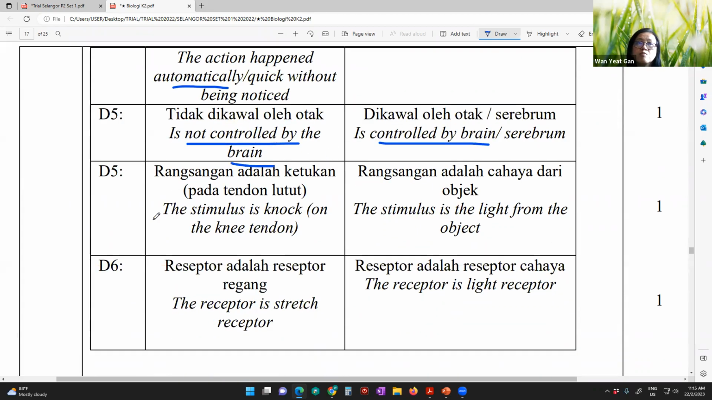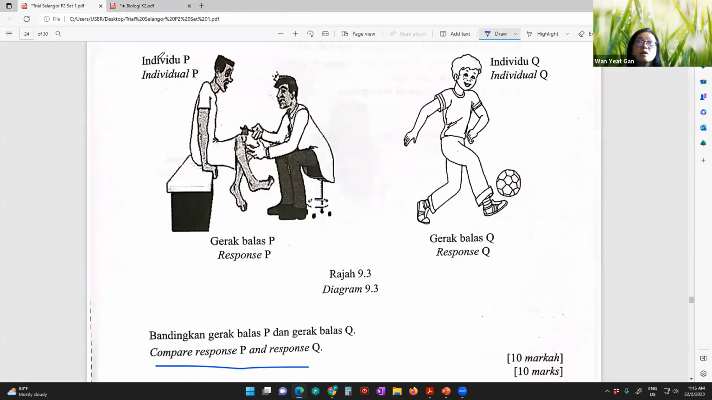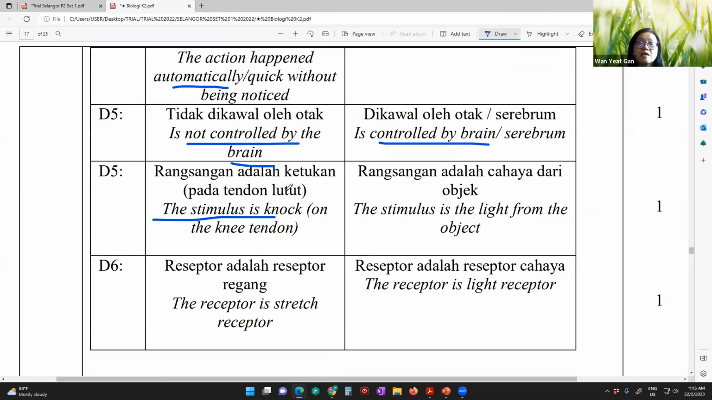And the stimulus here, how do you cause the knee-jerk is that you need to knock the receptor that is found on the knee tendon, the receptor found on the stretch receptor.